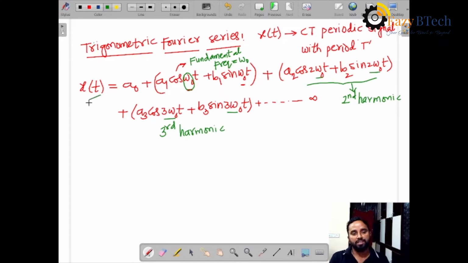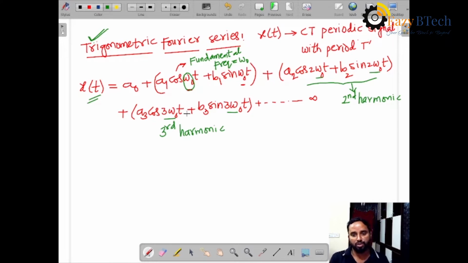So we are representing a periodic signal by a linear combination of harmonically related sinusoids. This is called the trigonometric Fourier series.